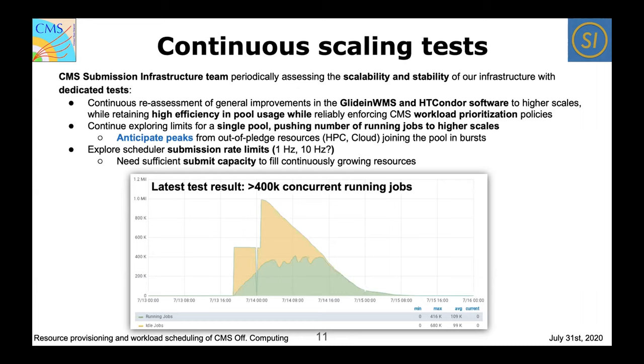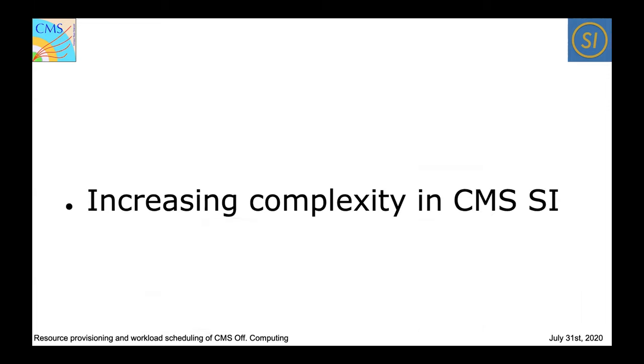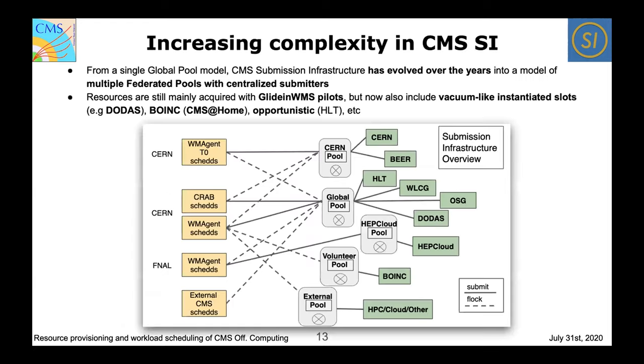We have been exploring also the submission rate limits of the scheduler nodes, and it's closer to the hertz than to the 10 hertz values. Okay. So yeah, we need to be careful on keeping the scalability of the pool. Also because we have to deal with this other element, the increasing complexity in the pool.